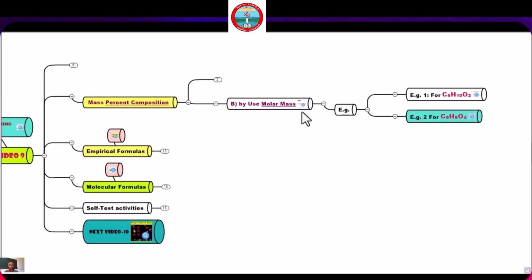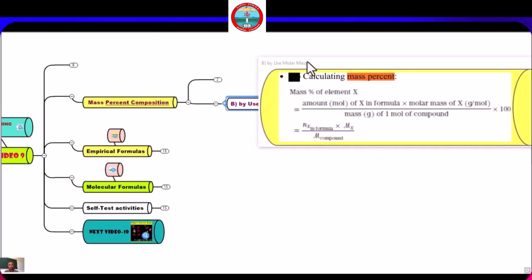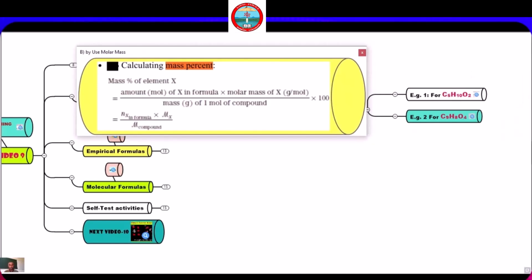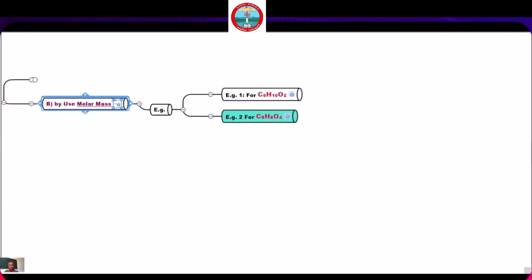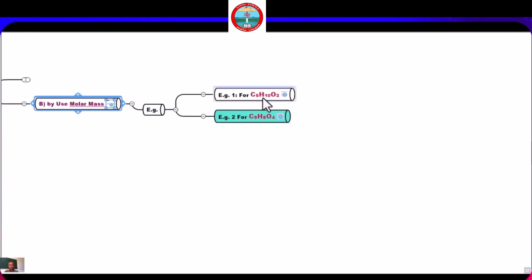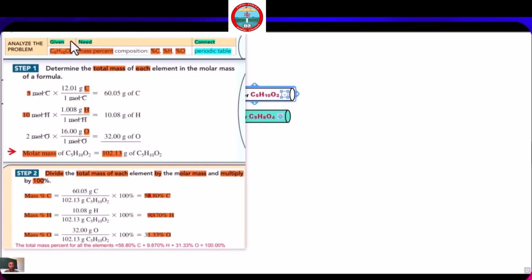To do this, you can use this formula. The mass percentage of an element is equal to the amount in moles of that element times its molar mass, divided by the molar mass of the compound, times 100%. Example: calculate the percentage of carbon, hydrogen, and oxygen in this compound. Let's analyze the problem. What's given? The compound is given, and we are asked to calculate the percentage of carbon, hydrogen, and oxygen. So we need to connect with the periodic table.